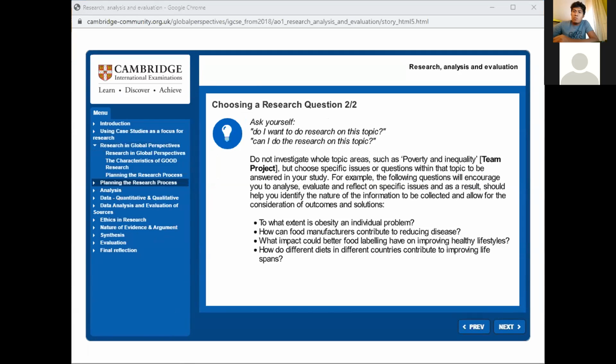So if we say, to what extent is obesity an individual problem, that obviously is an open question, but it's not too broad to be answered in a different way that we want to be answered, okay? When we say to what extent, we are giving the estimations of the answer, okay? Or how can food, we are giving also the extent on how we want that answer to be developed, okay? So we won't be using closed questions, but we don't want too broad questions, too open, okay?